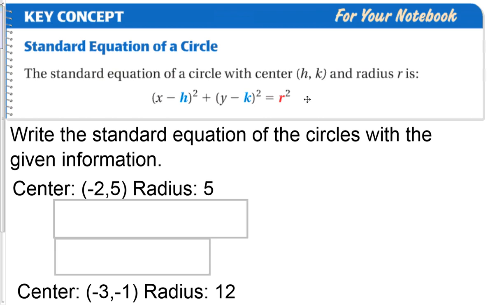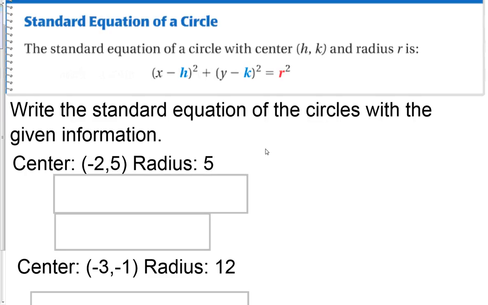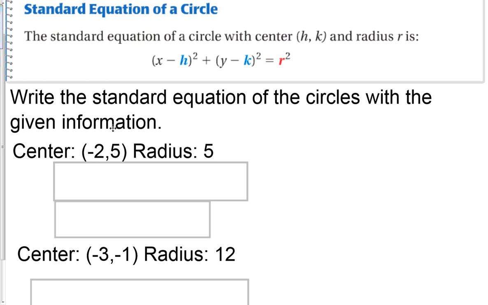In most of this lesson, the center will not be the origin. (x minus h) squared plus (y minus k) squared equals r squared, where h, k is the center and radius is r. So starting off, write the standard equation of the circle with the given information. Our center is -2, 5, and radius is 5. So I'm just going to plug in -2 where h is, 5 where k is, and 5 where r is, and then we'll just simplify.